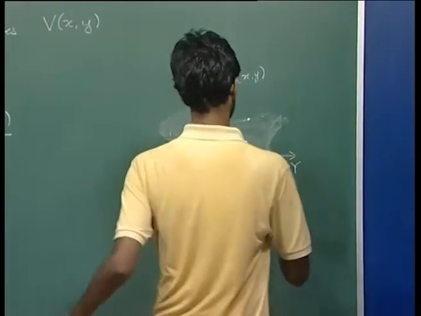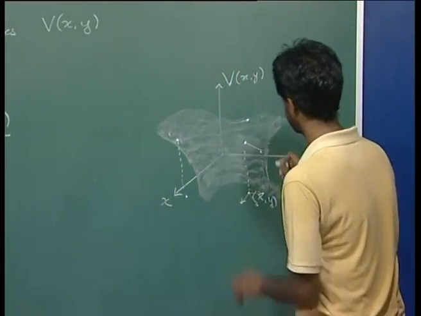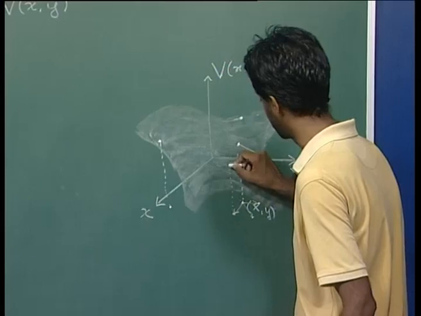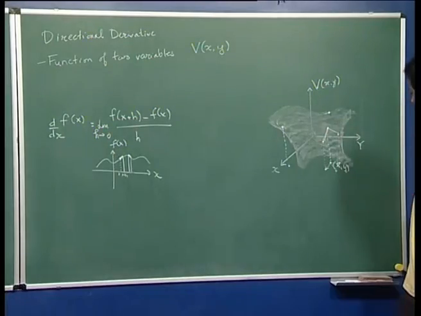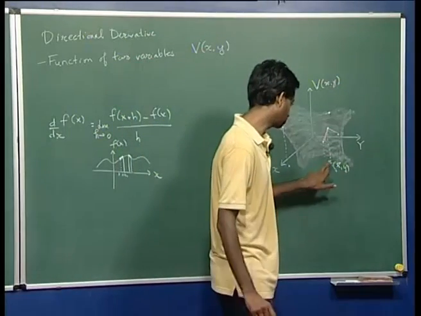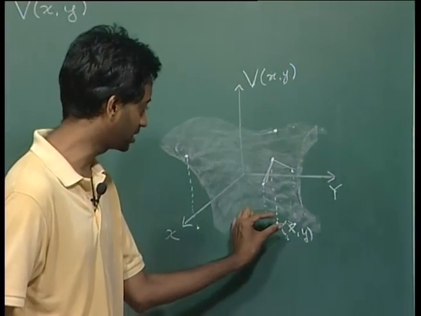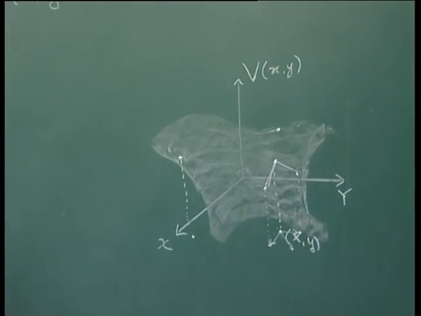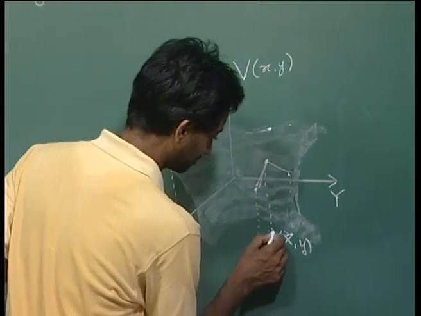If you go in this direction, and your function has some value here, that will be related to the derivative. If you come in this direction and you see the value of the function somewhere here, then your derivative will be this much. So the derivative depends on which direction you are going, and there is no reason to go just along x or y. You can go along any arbitrary direction. You just go a small interval and see how the function changes, and that defines a derivative in that direction.